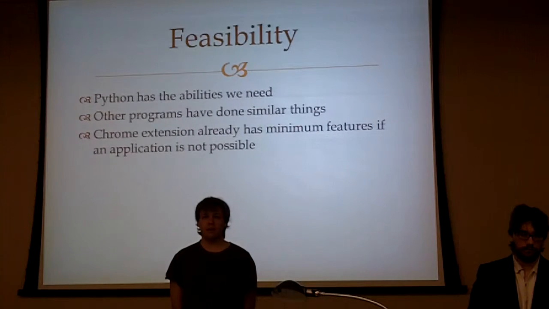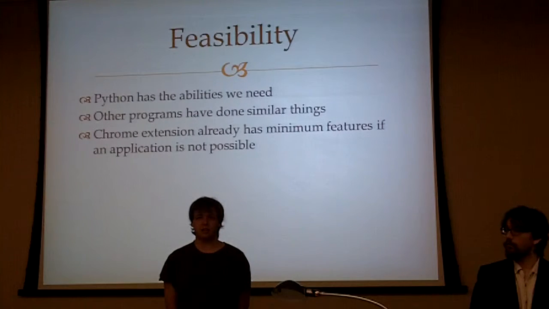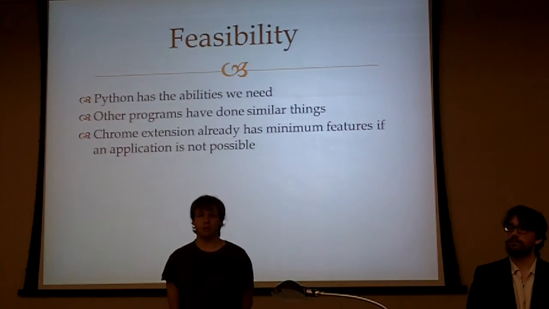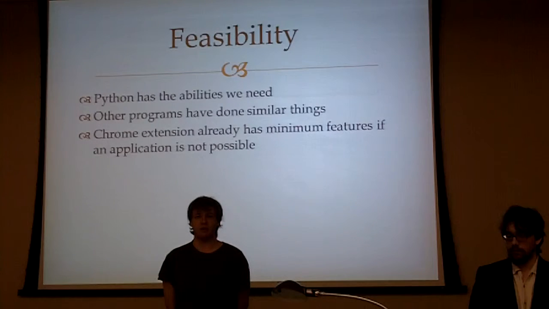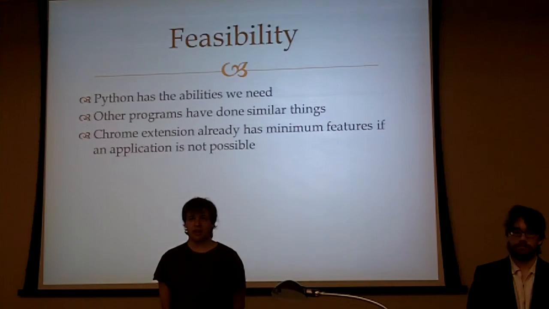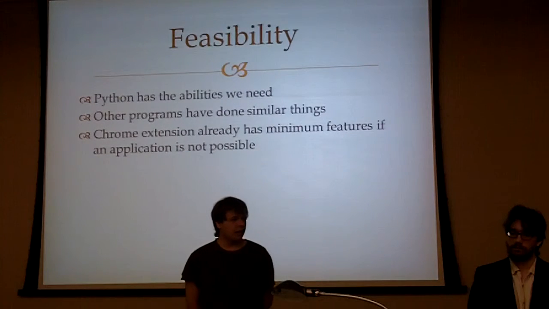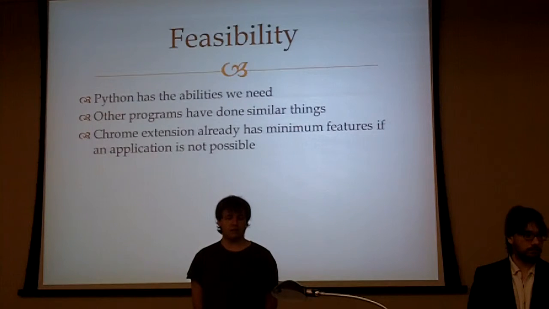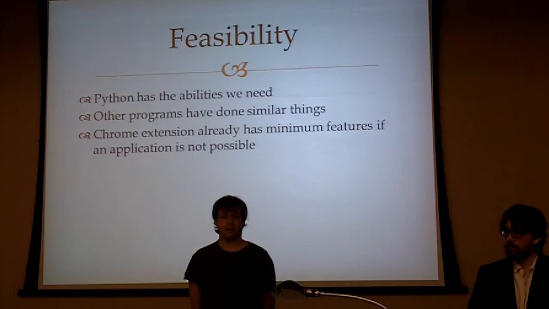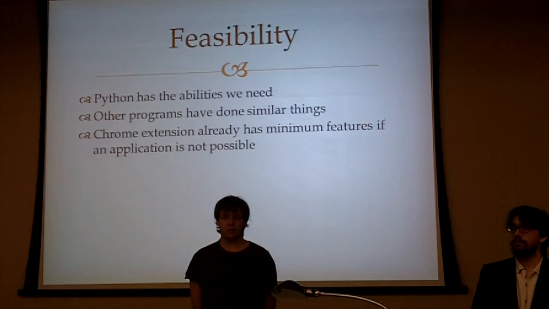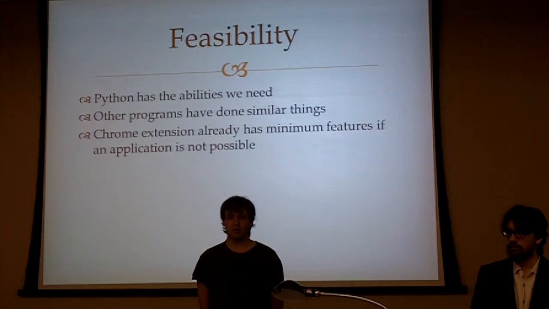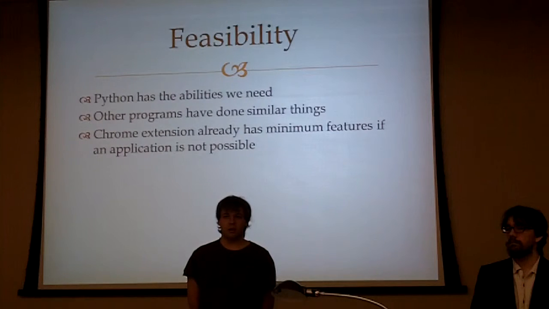Now, another thing that shows how we know this is doable is that we've seen other programs do similar things. They haven't fulfilled all the requirements that we need, but they have done similar things, so no reason why we can't do it. And as a sort of fallback, if all else fails with switching to an application, we can still produce a Chrome extension. It won't be as high quality or meet as many of the requirements as we want, but it is still a possibility to give them something that's better than they have.